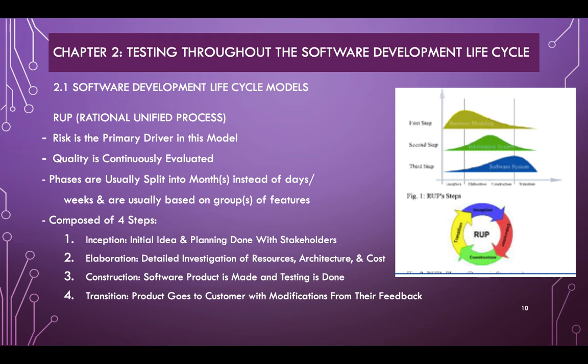RUP has much bigger cycles, which are composed of four steps. First, there is the inception, which is the initial idea and planning with stakeholders. Second, there is the elaboration, which is the detailed investigation of resources and architecture costs. Third, there is the construction of the software product and testing. Fourth, there is the transition, which is when the product goes to the stakeholder or client for modifications or for feedback. The stakeholder or client usually makes the final decision of whether or not to release a product to the public.